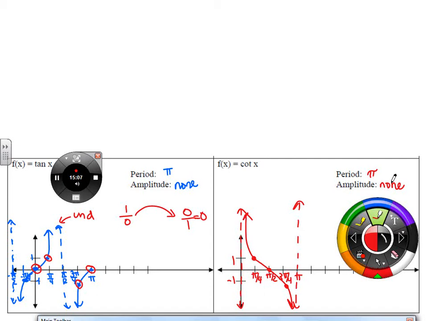Okay, up to you. So any questions on what the parent graphs look like? Alex?